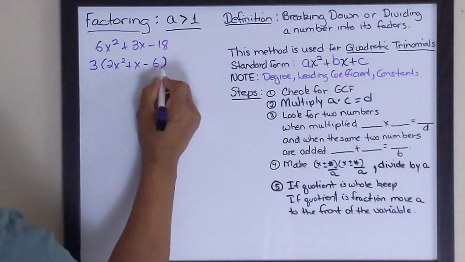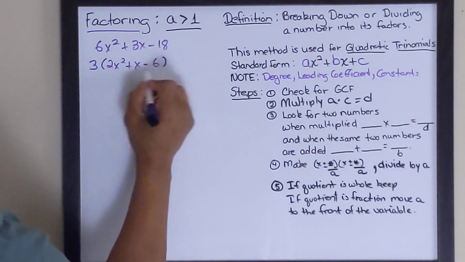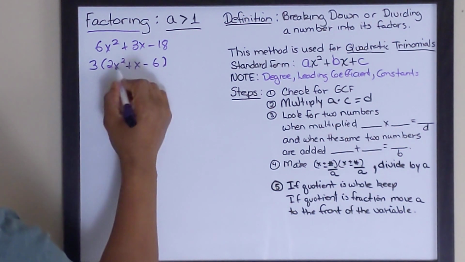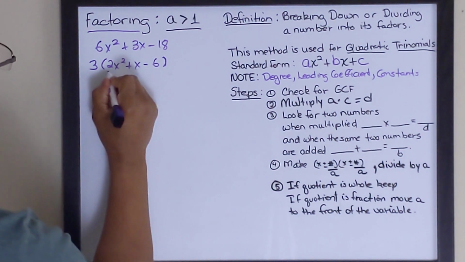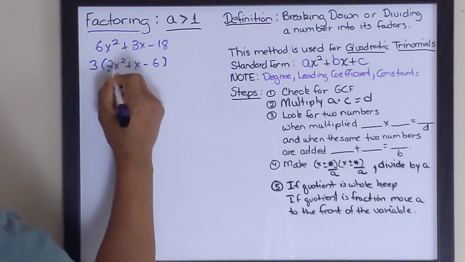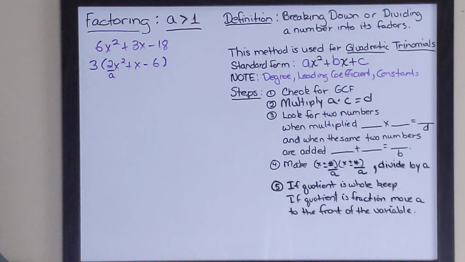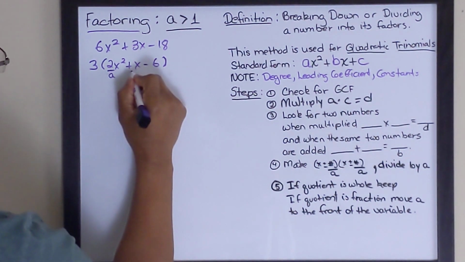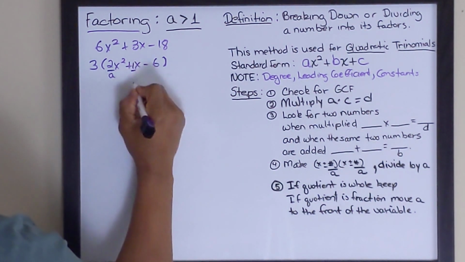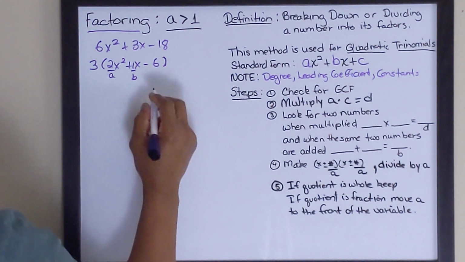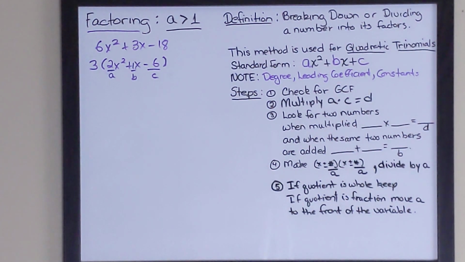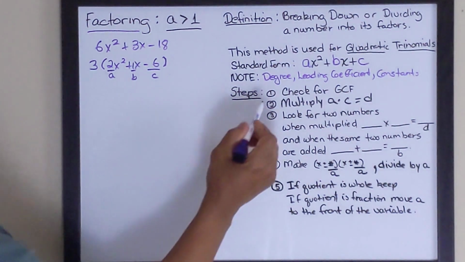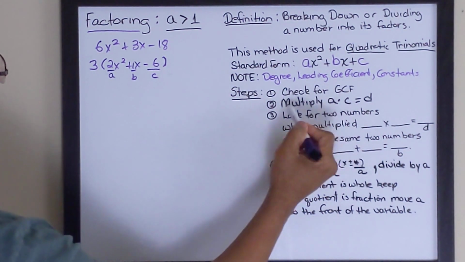What's inside the parentheses is what we're going to focus on, because this is a polynomial that we need to break down using a is greater than 1 factoring. If we look at this problem now, our a is this 2. Of course our b, you can't see it, but there's a 1 right there. That's our b, and our c is the negative 6. So that brings us to step number 2.